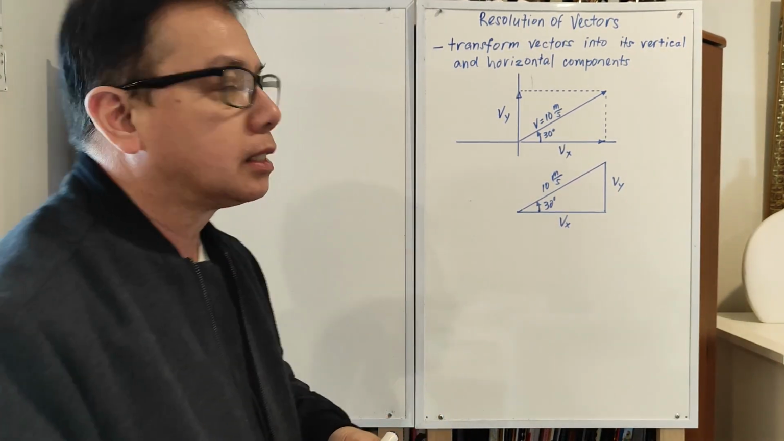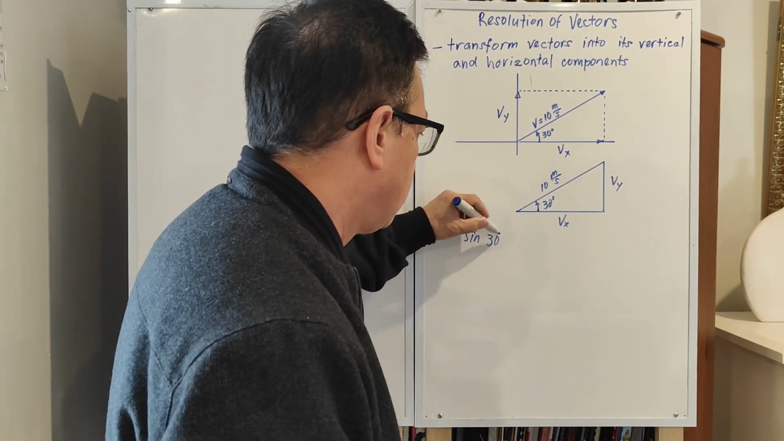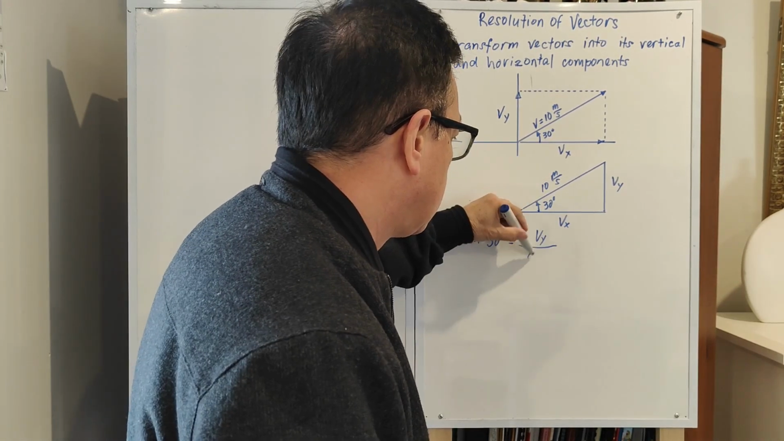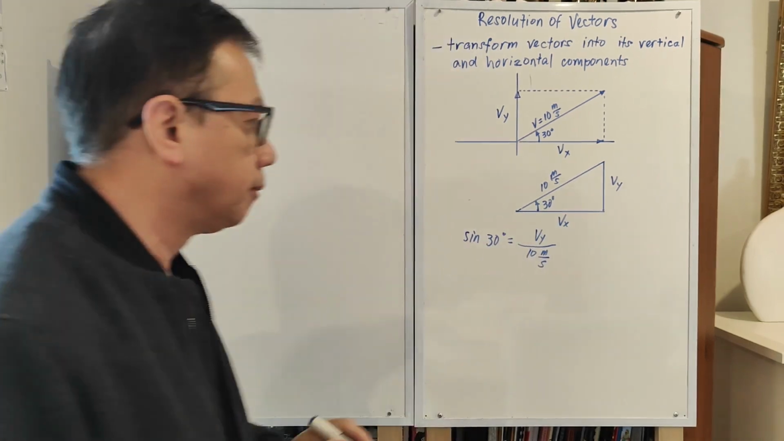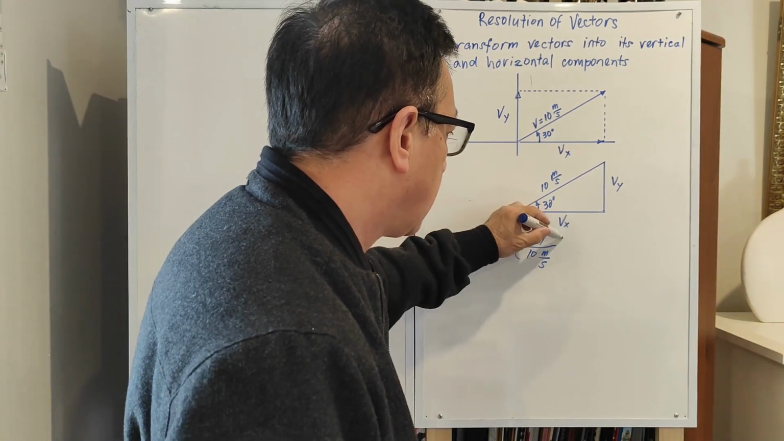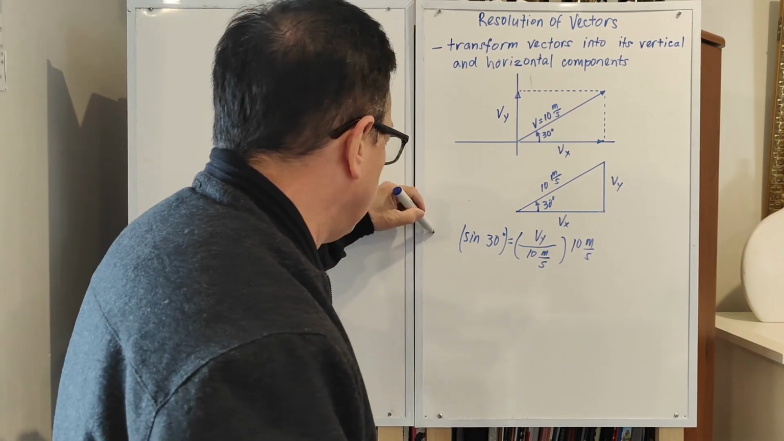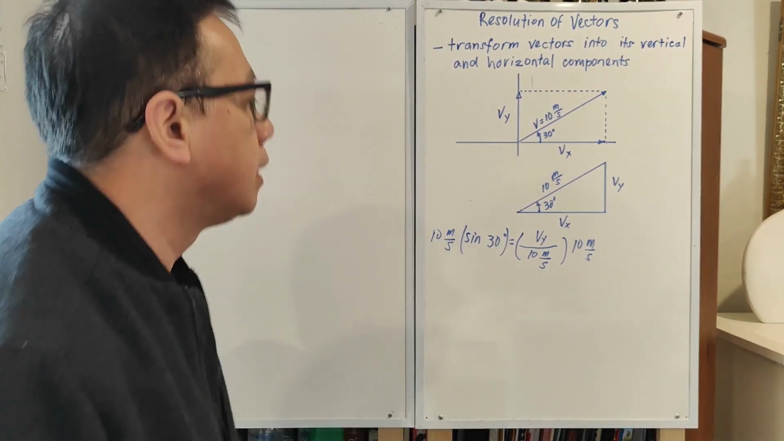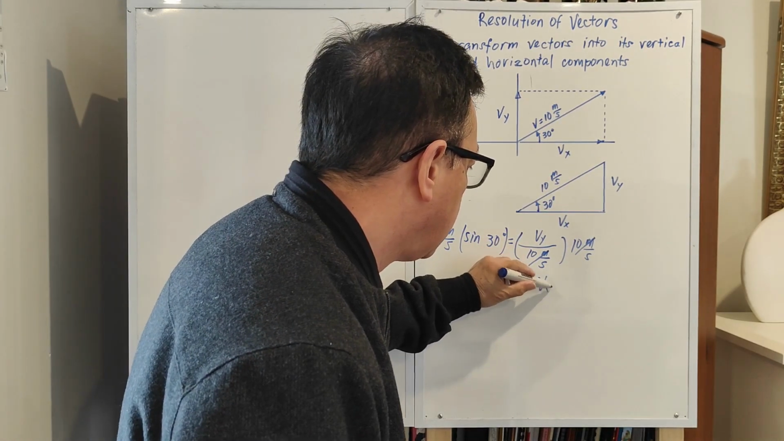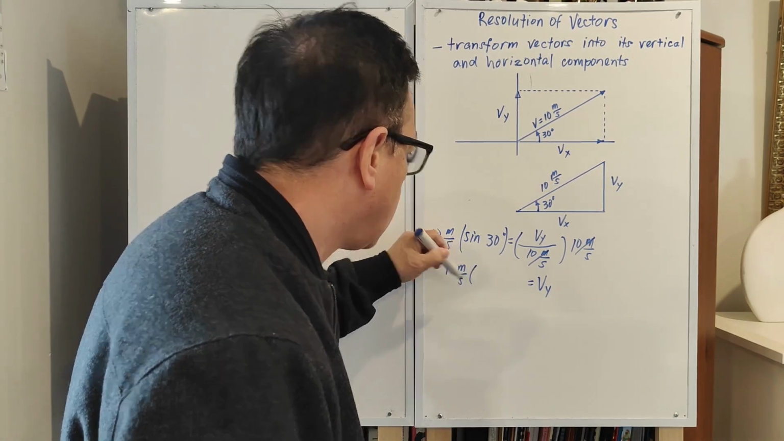So the ratio we need is sine. So sine of 30 degrees is opposite over hypotenuse, 10 meters per second. So to remove 10 meters per second, we need to multiply both sides by 10 meters per second. So this will cancel out, leaving only Vy. So 10 meters per second times sine of 30.